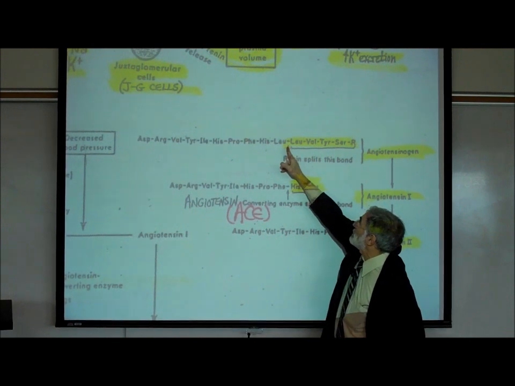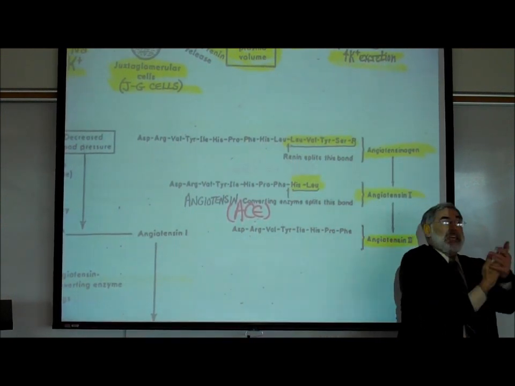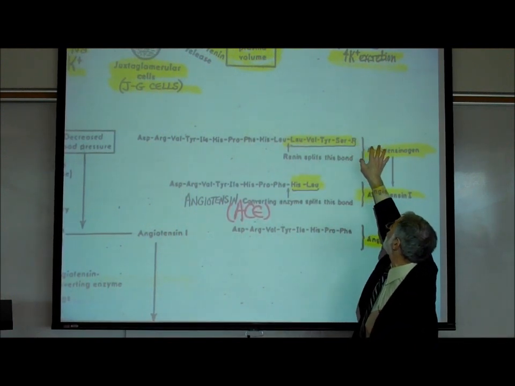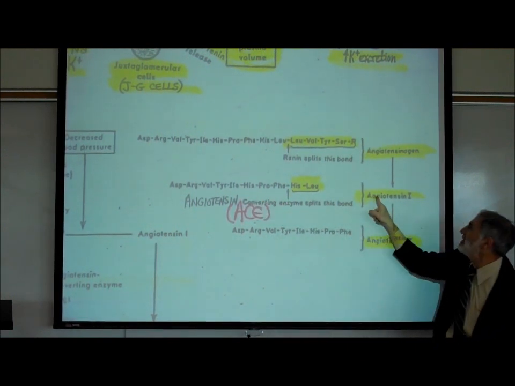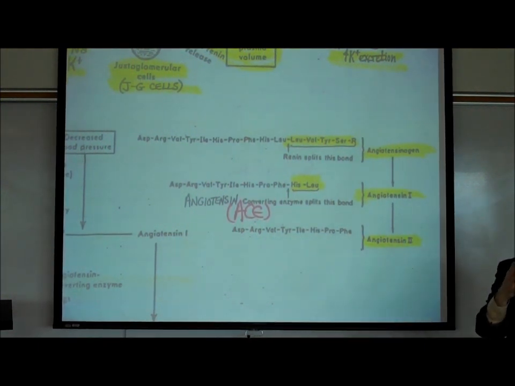Renin cleaves or splits off four of those amino acids. So by cleaving or splitting off these four amino acids, that changes it from angiotensinogen to what's called angiotensin 1. That's how it's, quote, activating it. It's actually made it shorter.